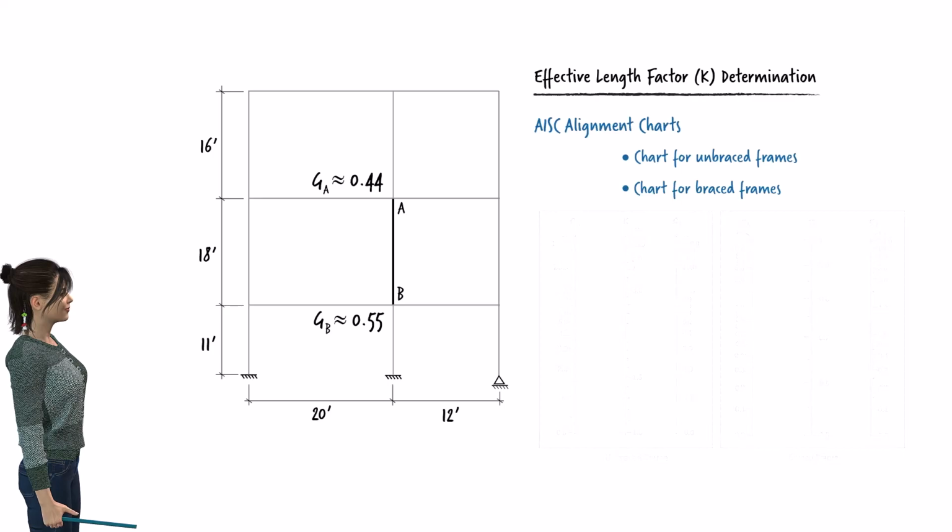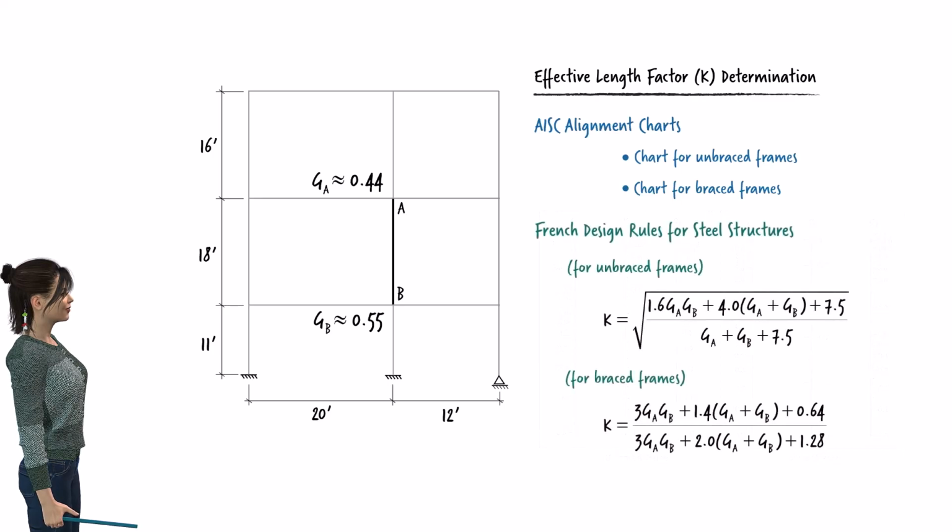In addition, let's consider an alternative method, a pair of equations, for calculating K. These equations were first reported in the French design rules for steel structures. Generally, the values obtained from these equations closely approximate the values given by the alignment charts. When used properly, both techniques provide acceptable values for K.